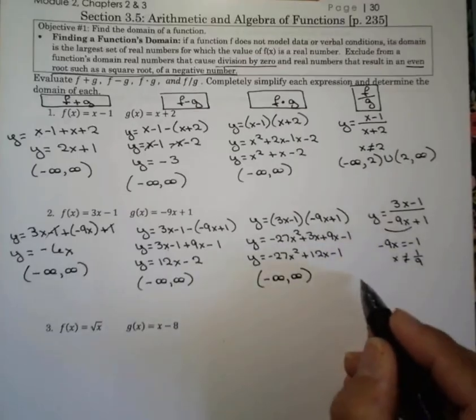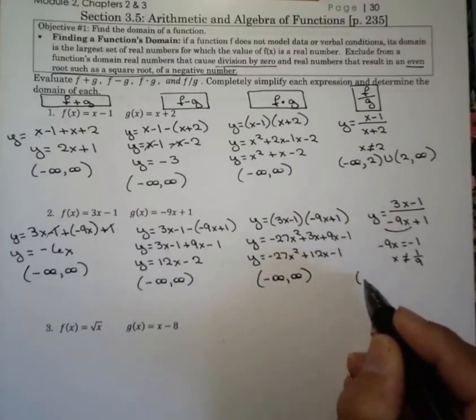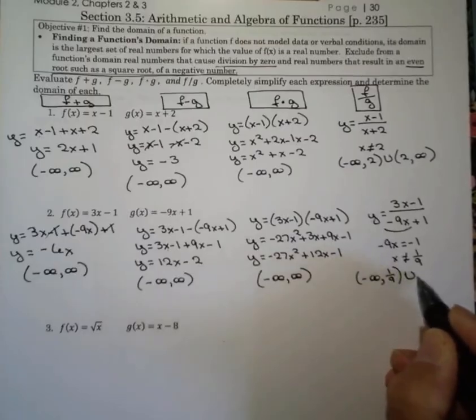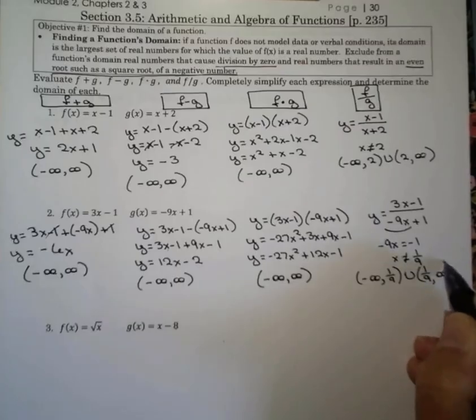So what is my set of numbers for my domain? Well, it goes from negative infinity all the way up to 1/9, doesn't include 1/9. And then it starts above 1/9 and goes all the way up to positive infinity.